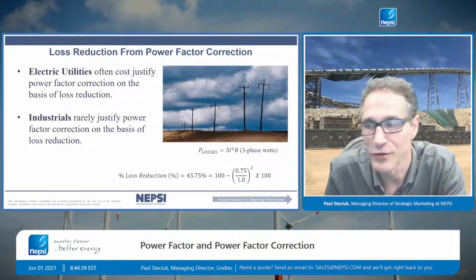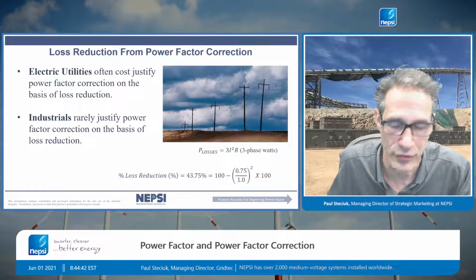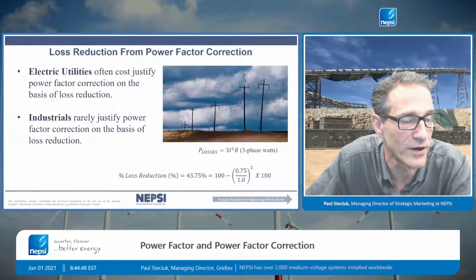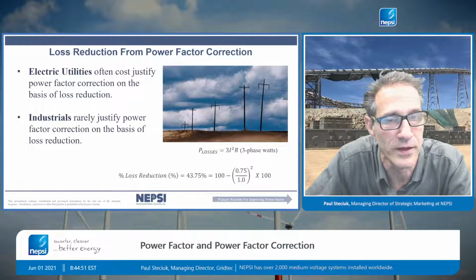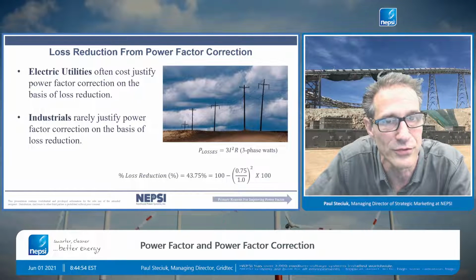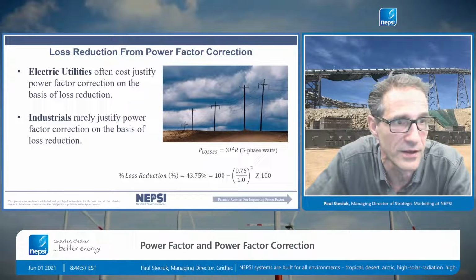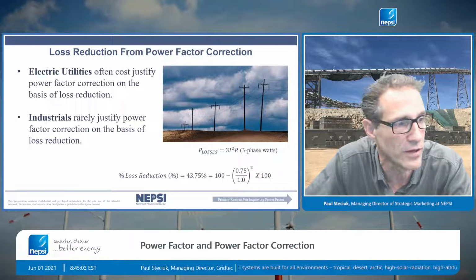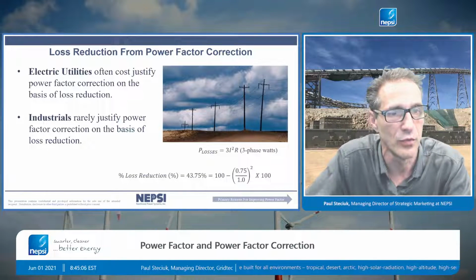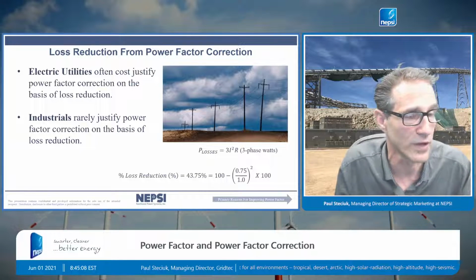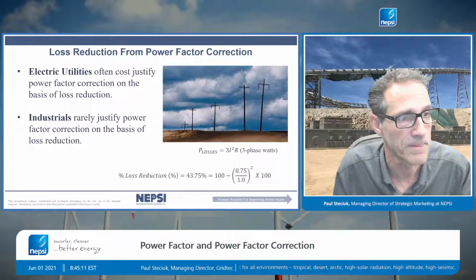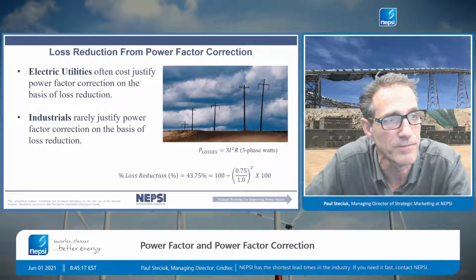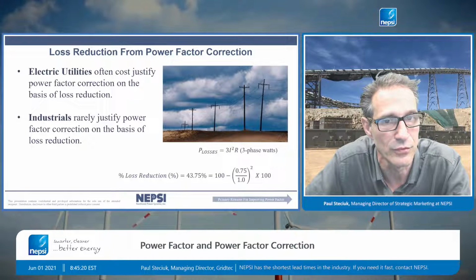Oftentimes I will get this call, and again, NEPSI does reactive compensation, power factor correction. We get the call from a customer who says, I want to justify a capacitor bank based on loss reduction within an industrial plant. I'm going to tell you that in 25 years of doing this, we have never justified the purchase of a capacitor bank because of loss reduction. What goes on in an industrial plant is different than what goes on in the utility distribution system. So just remember that typically you cannot justify reactive compensation with loss reduction within industrial plants.